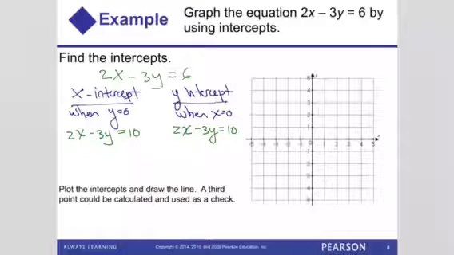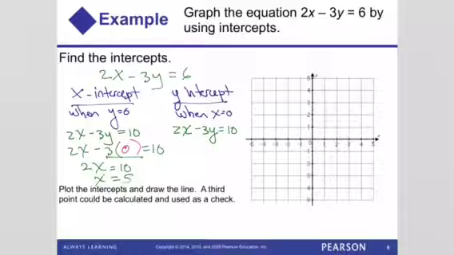And so for the x-intercept right here, I'm going to let y equal 0. So I'm going to write my equation, 2x minus 3 times 0 equals 10. So this term drops out because it's 0, and I get 2x equals 10 and x equals 5. So that's my x-intercept.